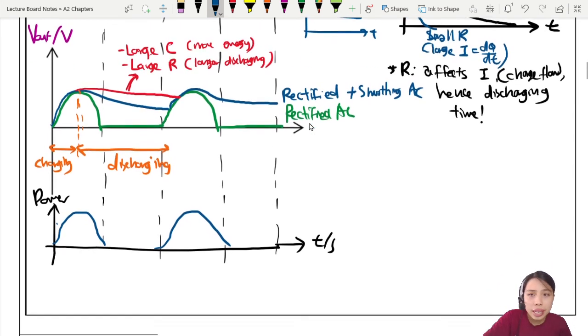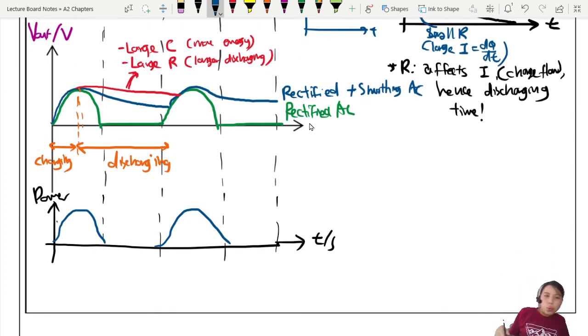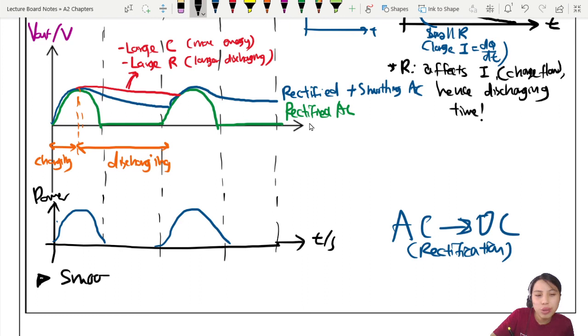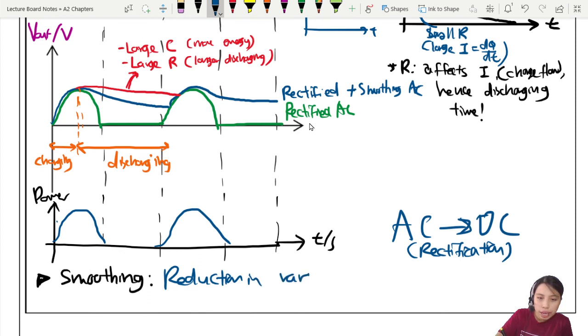So main takeaway is, one last thing to add on is, we try to get AC to DC by rectifying it. So this is what we call the process of rectification. And what we learned today is the idea of smoothing. So I'm going to write here. You kind of have to know what this means. Explain what is meant by smoothing. So you must make sure you know how to explain. So what is smoothing? Smoothing is just what we call a reduction in variation of what? Variation of the output current or voltage.